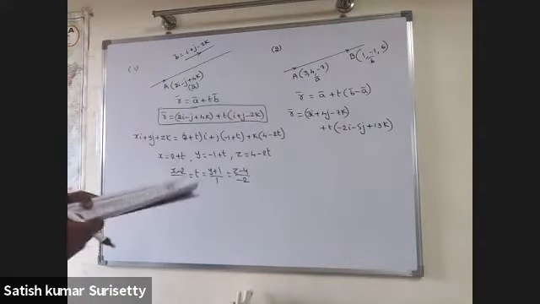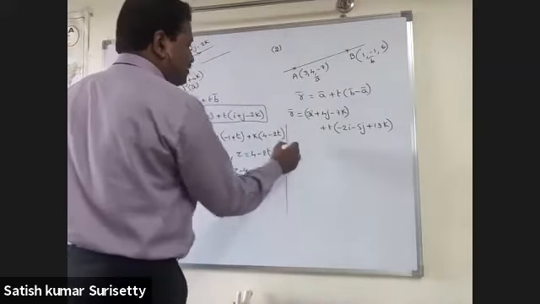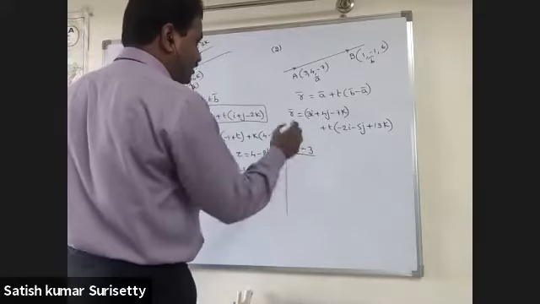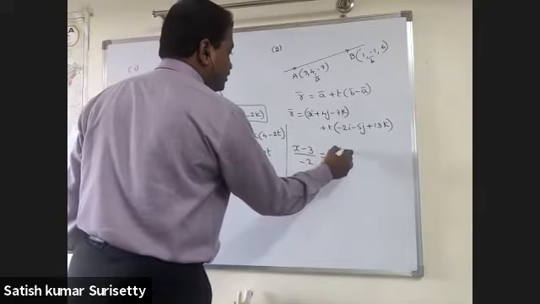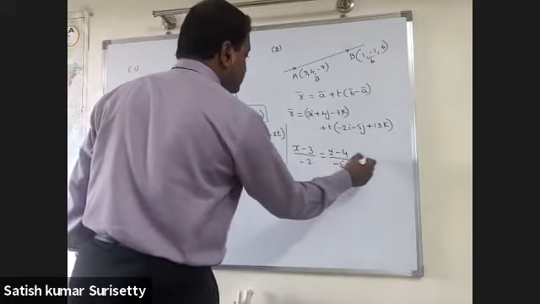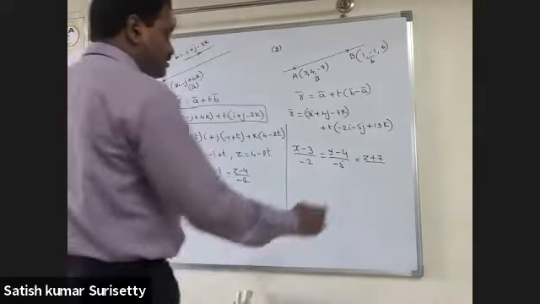Also its Cartesian equation. So (x minus x1) upon (x2 minus x1) equal to (y minus y1) upon (y2 minus y1) equal to (z minus z1) upon (z2 minus z1).